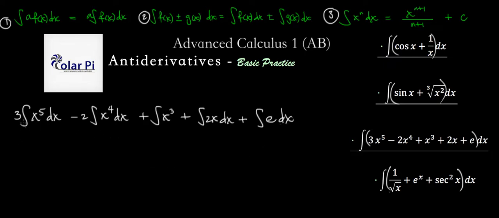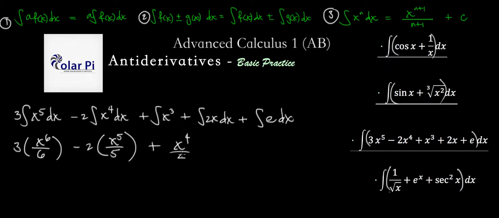Okay, now here in this first part, we have the 3, but otherwise, using this x to the n situation, property 3, we add 1 to 5 and we get 6, and so 6 is n plus 1, and so we divide by it, and so there we are. And then minus 2, and then business as usual, we add 1 to 4, so we get 5, and we divide by n plus 1, and n plus 1 is 5 in this case, so there that is. And then plus x to the 4th over 4, right? And there's no constant in front of this guy. And yes, I forgot a dx there, but I hope no one cried.